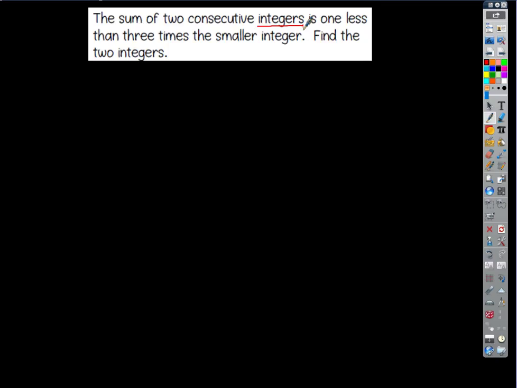A subset of rational numbers would be something like whole numbers. We all know what whole numbers are: 0, 1, 2, 3, 4, etc. That's 0 plus the natural numbers, or the counting numbers. So what are integers then? Integers are just a different subset of rational numbers and real numbers.